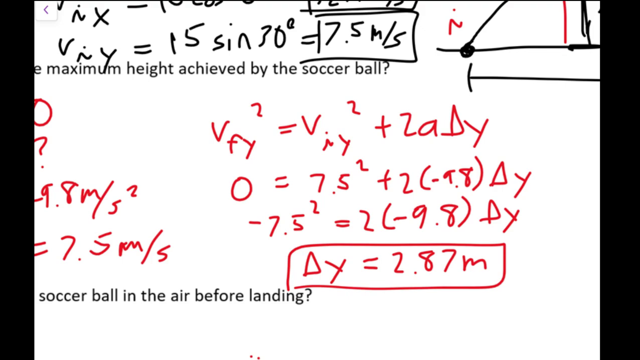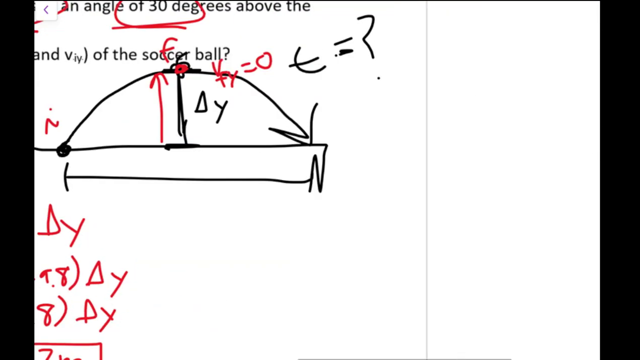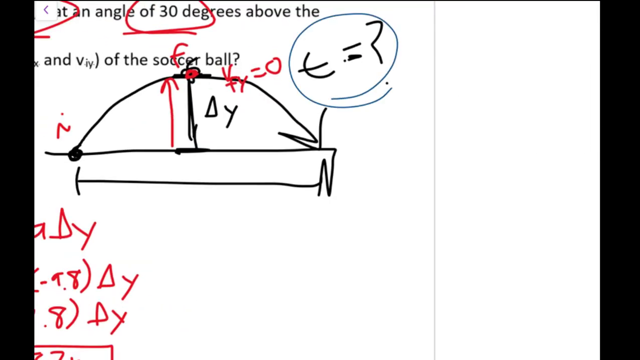Part C asks, how long is the soccer ball in the air before landing? So now we're looking for this time right here. Let's make that our initial time, and now let's make this our final point when it hits the ground. So here my delta y will be 0, and my v final isn't 0 this time.